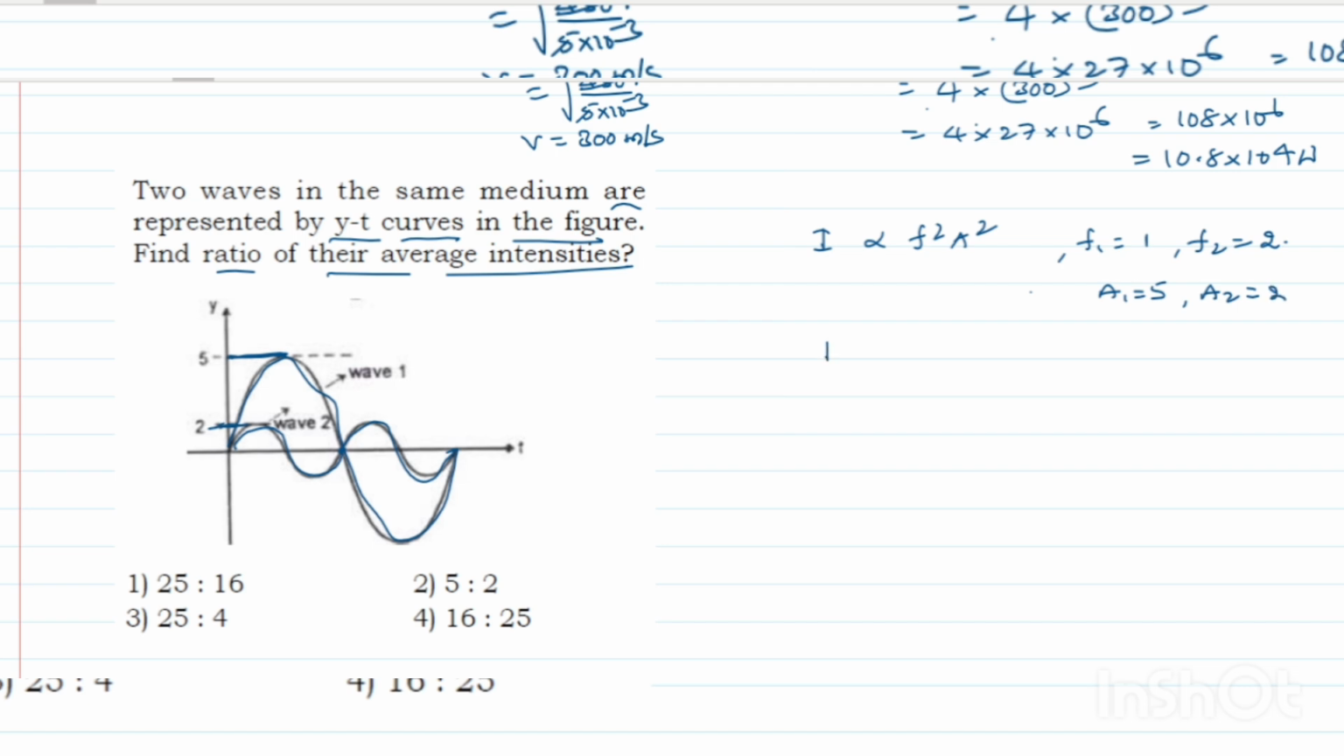Now just take the ratio, students. I1 by I2 will be equal to F1 square into A1 square by F2 square into A2 square, which is nothing but F1 by F2 is 1 by 2 whole square, 1 by 4 into A1 by A2, in the sense 5 5s are 25 by 4. So this is nothing but 25 by 16, the intensities ratio will be getting. I1 by I2 will be equal to 25 is to 16. This is the correct answer.